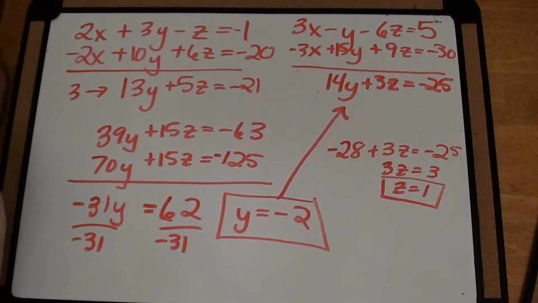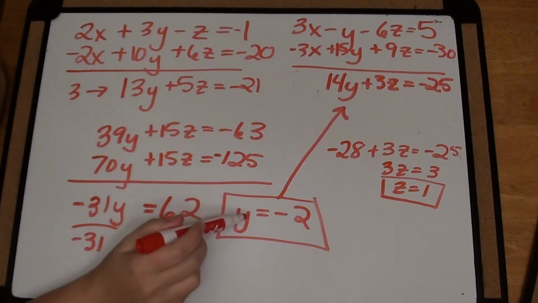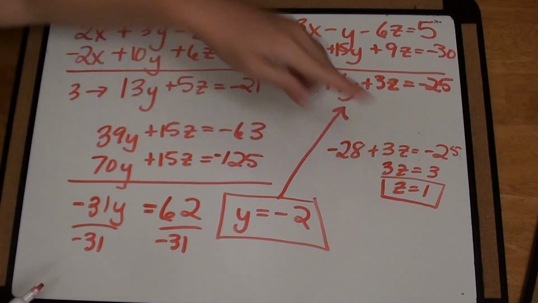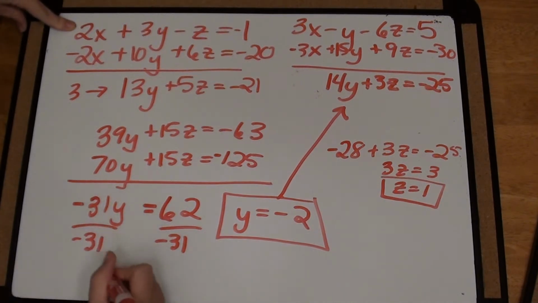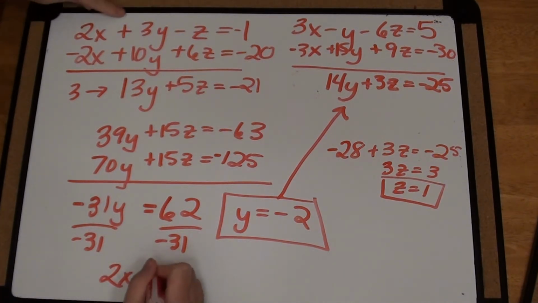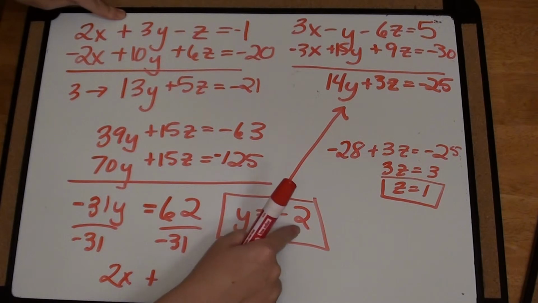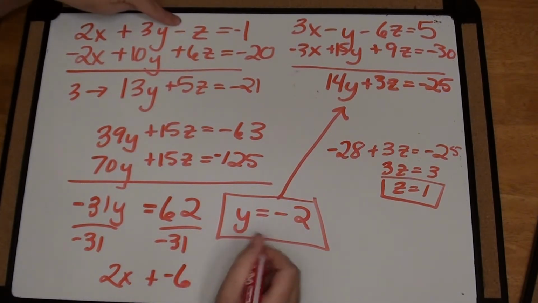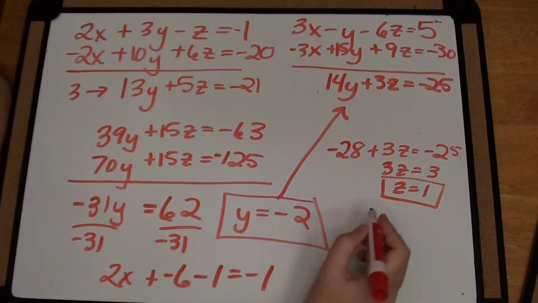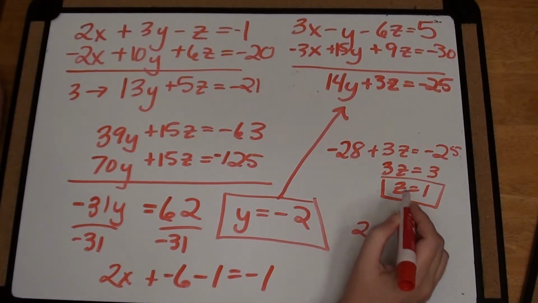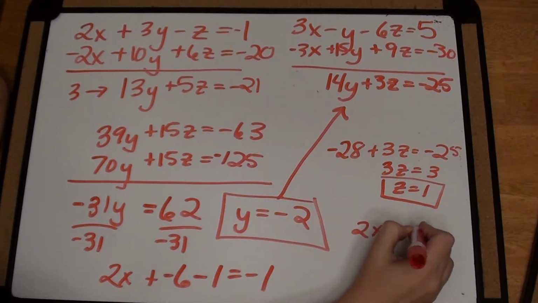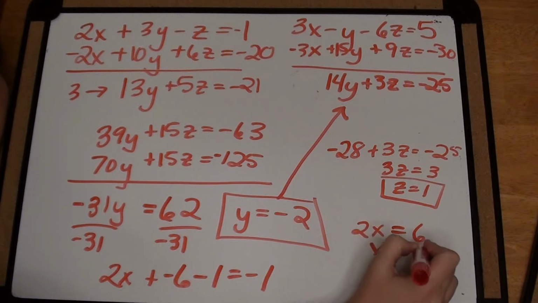And then lastly, I need to find my x, so I can shove this y and this z into any of these. I'll go ahead and shove it here. So I get 2x plus negative 2 times 3, which is negative 6, minus z, which is negative 1, equals negative 1. So I get 2x minus 7 equals 6. That means x equals 3.